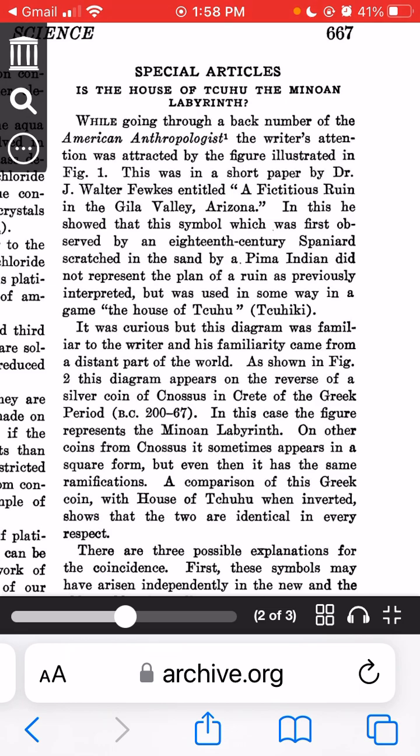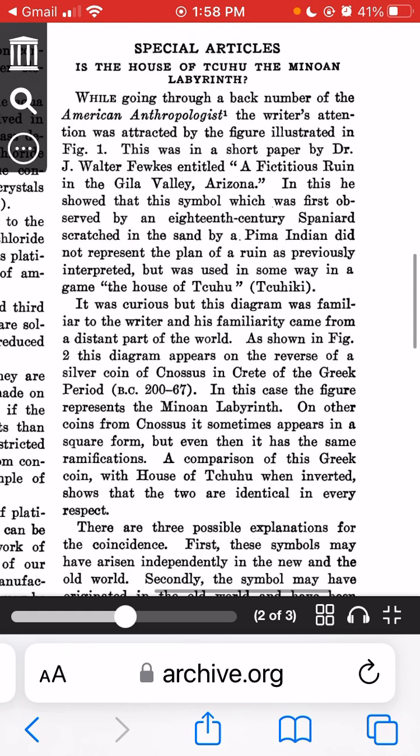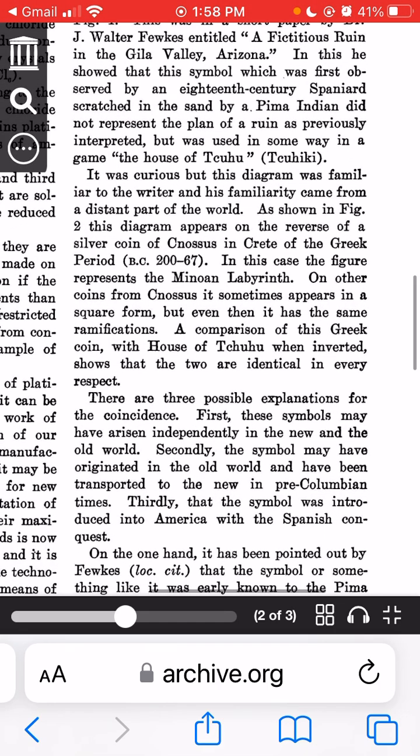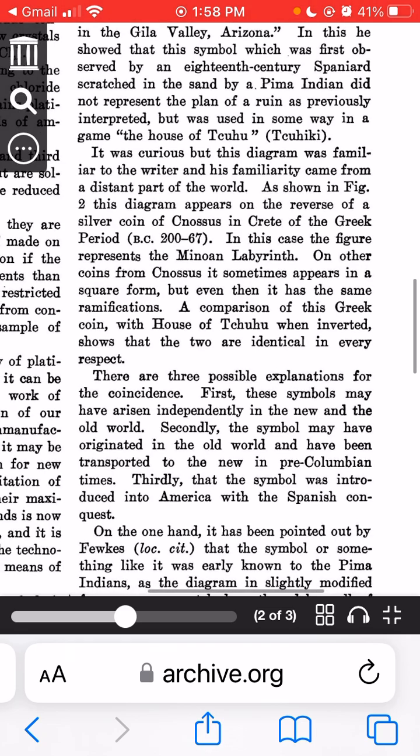In this, he showed that this symbol, which was first observed by an 18th century Spaniard scratched in the sand by a Pima Indian, did not represent the plan of a ruin as previously interpreted, but was used in some way in a game, the House of Tcuhu, or Tcuhu.